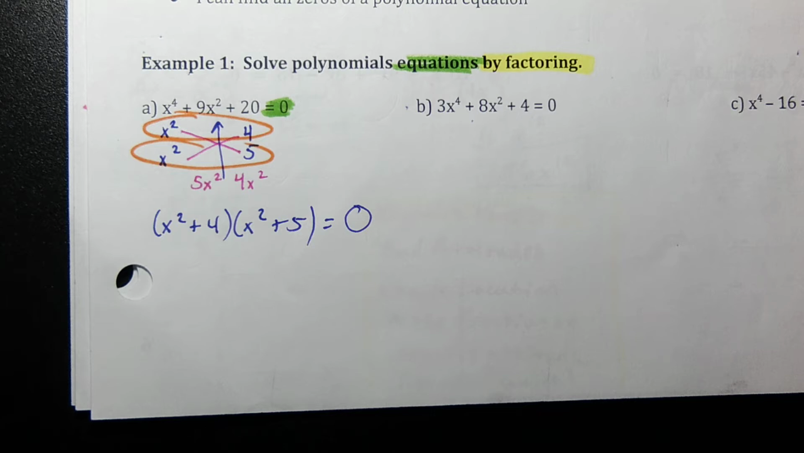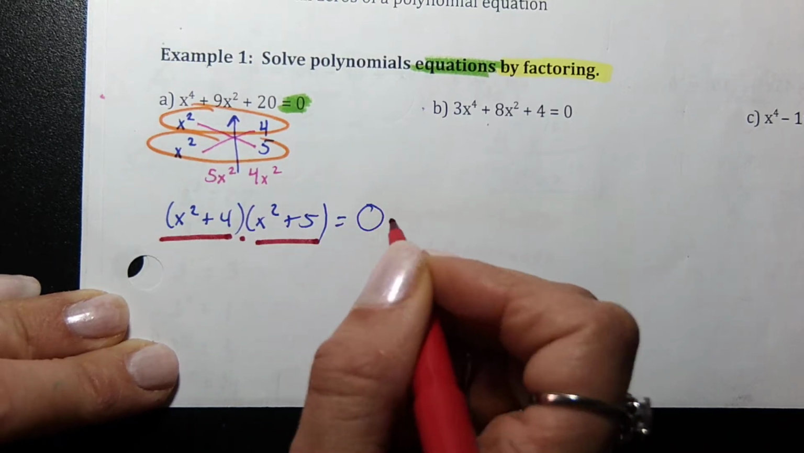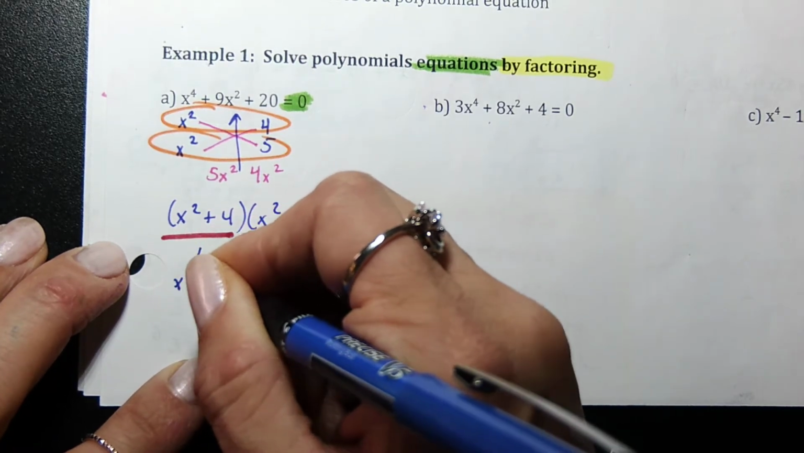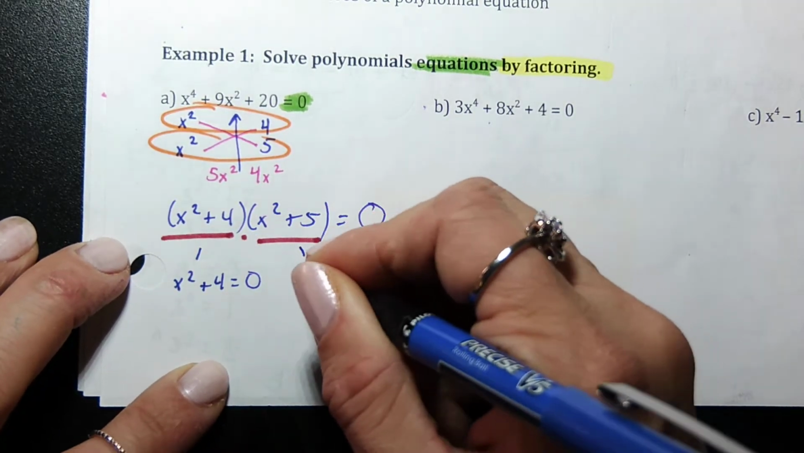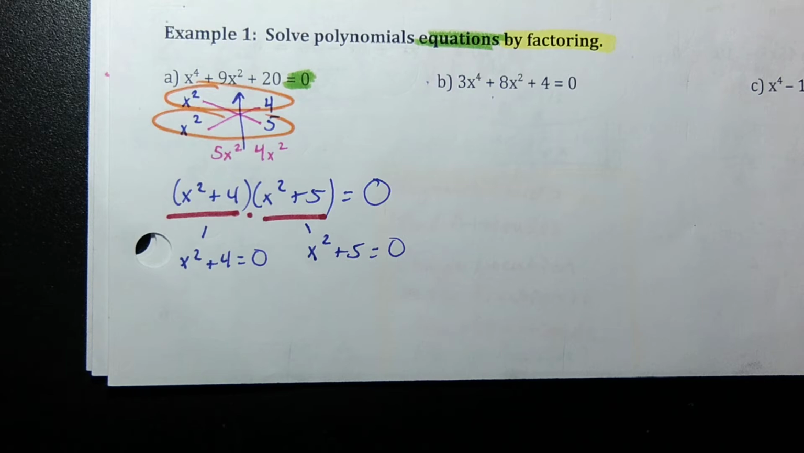So this is the point in using the zero product property where we set each of these factors equal to 0. So remember, if I have something times something equals 0, one of those somethings has to be equal to 0. So either x squared plus 4 equals 0, or x squared plus 5 equals 0. Now, if I told you to solve these two mini equations for x, what's different about these versus the quadratics that we did back in Unit 4? It's got a squared with it, so we're going to have to square root, which we haven't done before.